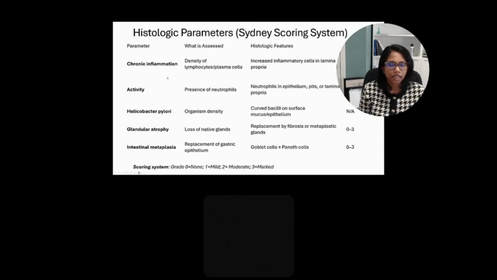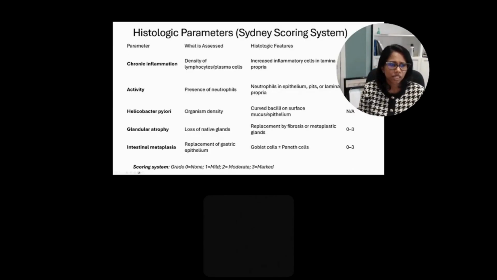And to begin, I'd like to mention the Sydney scoring system, which is a standardized, systematic histological scoring system of gastritis, which integrates topography, which is site, histology and morphology, and ties it in with the etiology. So usually it's graded mild, moderate, and severe, or marked, but you can also score it from 0 to 3.